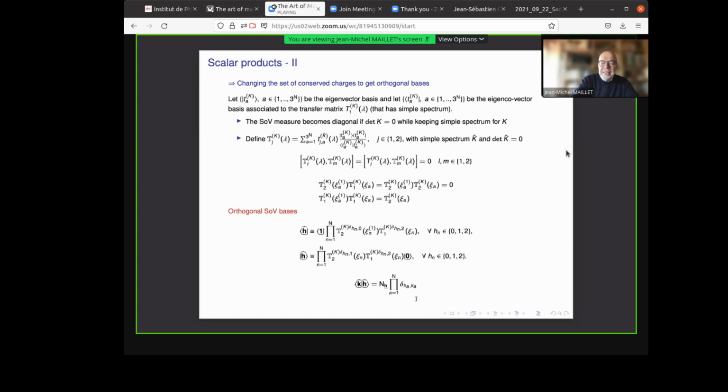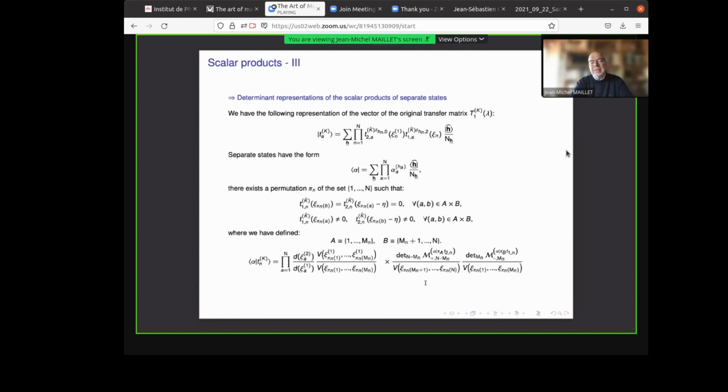And in fact, the scalar products are very nice. And if you use such a basis, then you can prove that you get very nice determinant representation for scalar products of separate states with eigenstates, which goes like such a formula here, where you have just pure determinants which are computed in terms of the functions alpha and the functions t here, which appear in the decomposition.